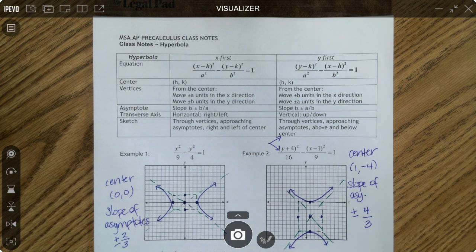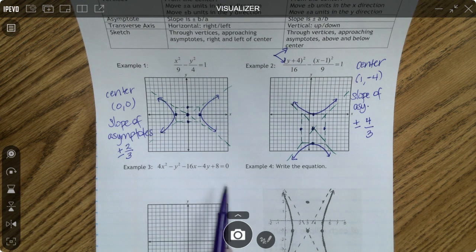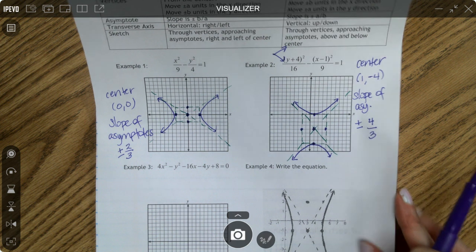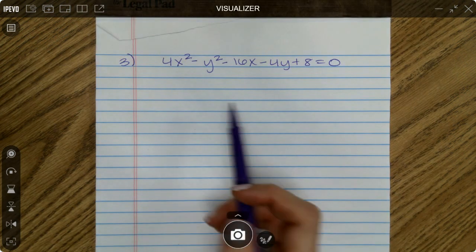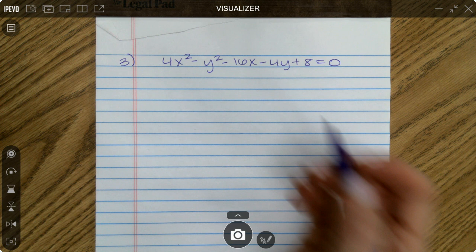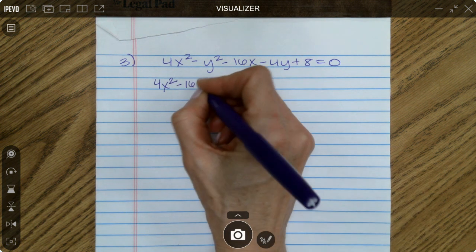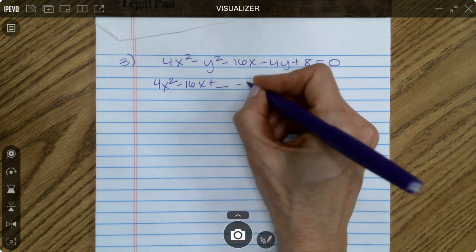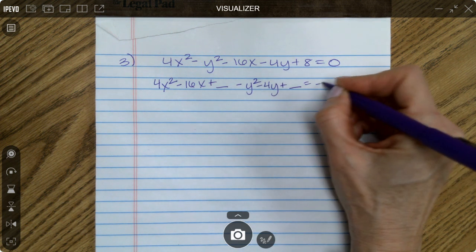All right, for example 3, this is not in graphing form, so I'm going to need to complete the square to get it in graphing form. Just to give myself more room, I've written this on a separate paper. So here's the problem right here. We're going to start just like we always do. We're going to write the x terms next to each other, leave room to complete the square, write the y terms next to each other, leave room to complete the square, constant on the other side.